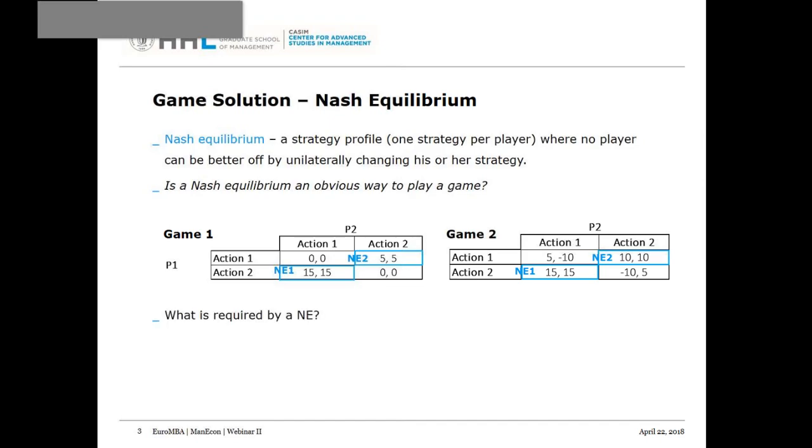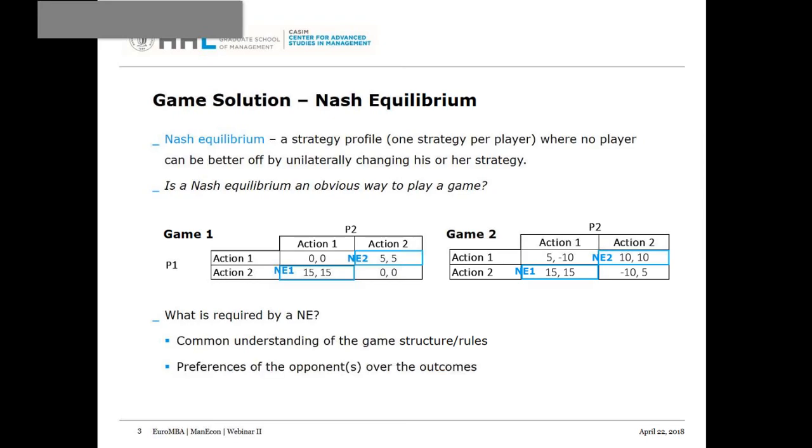So I would ask the question, what is required by a Nash equilibrium? So what do we need? The thing that is required is, first of all, the players have to share the understanding of the game. They have to know there's another player, they have to know the actions of the other player, they have to know the preferences of the player, and they should also have some concept of rationality of the other player.